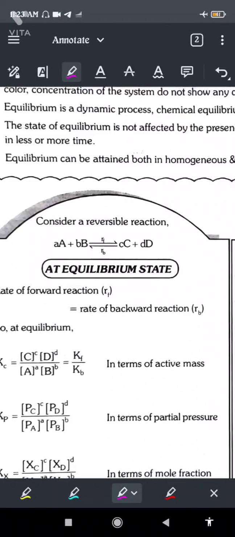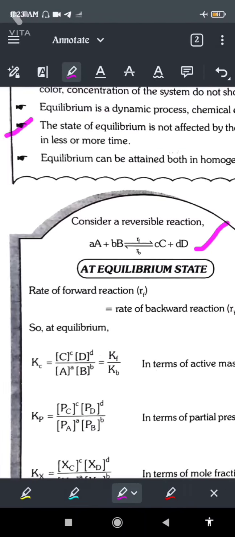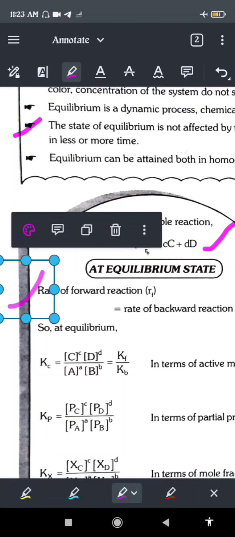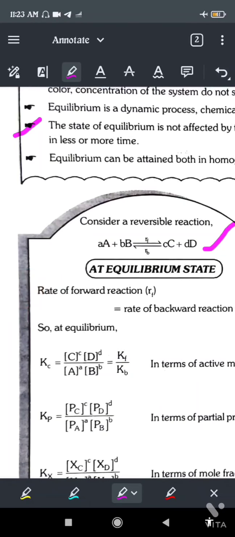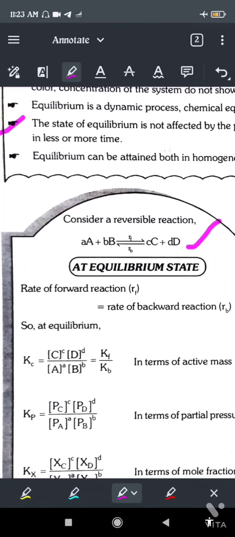Then if the reaction is small a capital A plus small b capital B, and the forward reaction rate is RF and the backward reaction rate is RB, and the products are small c capital C plus small d capital D, then at equilibrium the rate of the forward reaction will be equal to the rate of the backward reaction.